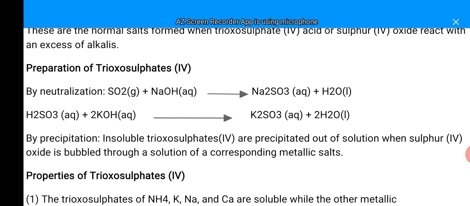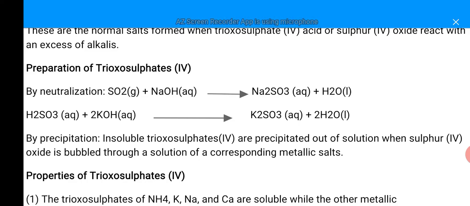Another way of their preparation is by precipitation. Insoluble trioxosulfate 4 are precipitated out of solution when sulfur 4 oxide is bubbled through a solution of a corresponding metallic salt. Precipitation is used for insoluble trioxosulfate 4, meaning that we have some trioxosulfate 4 that are soluble and some that are insoluble.